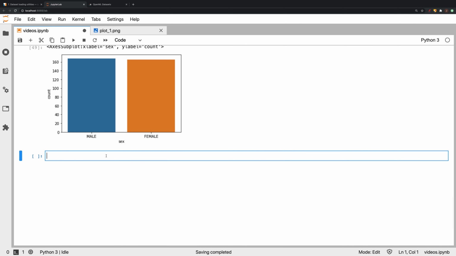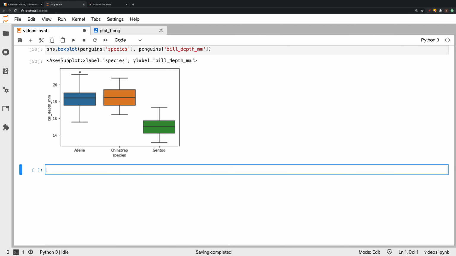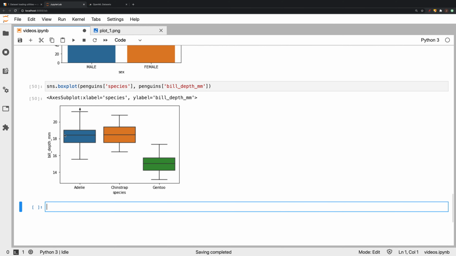So let's take a look at that, sns.boxplot, and we'll say penguins, species, and that's on our X, and then we'll say penguins, let's look at the bill depth. And now we see the distribution of bill depth across each of the species. And it seems like Gen2 has much smaller bill depth than the chinstrap and Adelie.